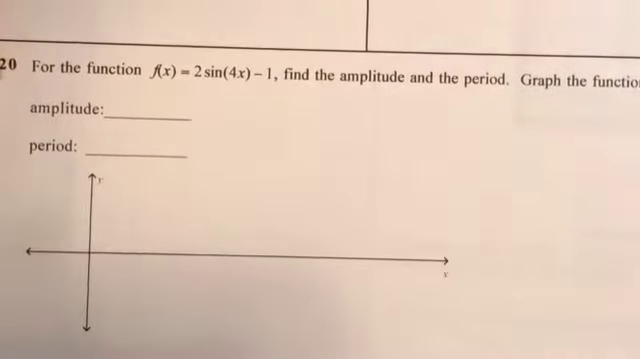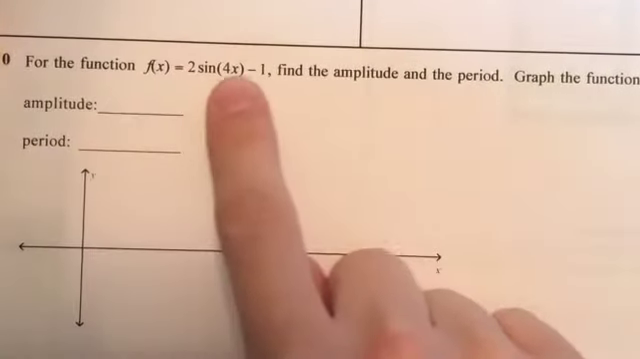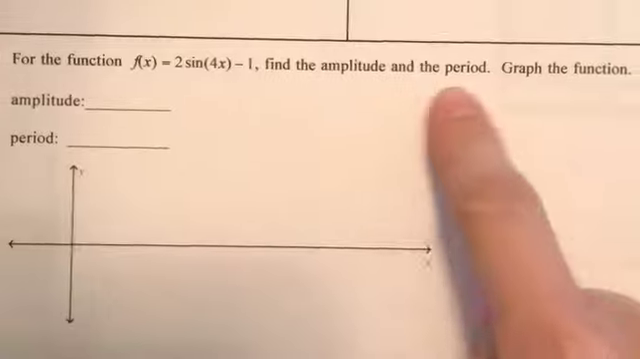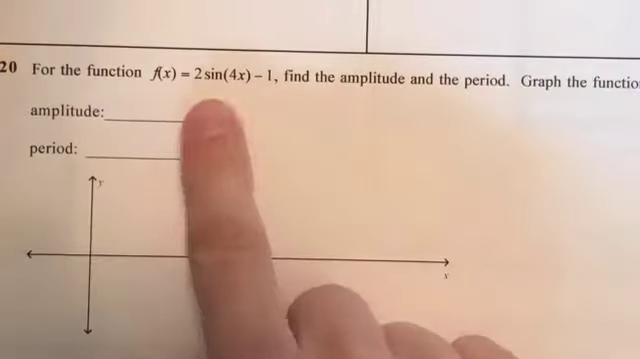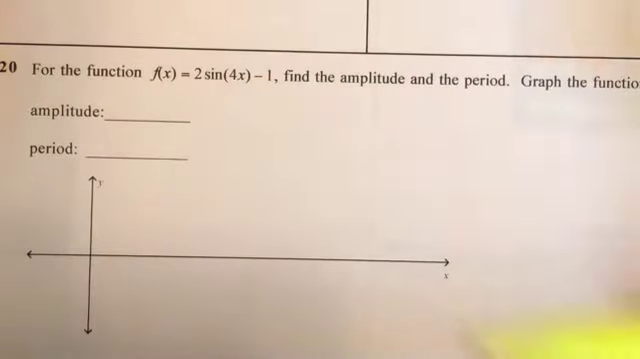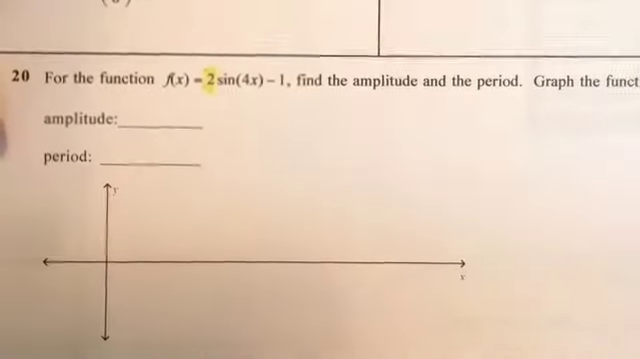Okay, in number 20, we are going to have this function. We're going to find the amplitude and the period, and then we're going to graph. So first things first, the amplitude is going to be the a value out in front of the function. So my amplitude is 2.